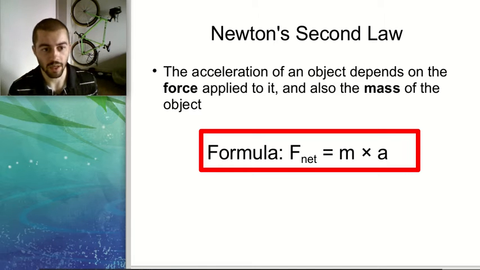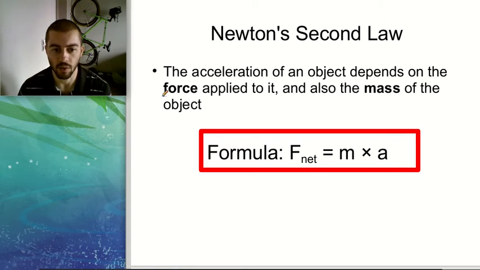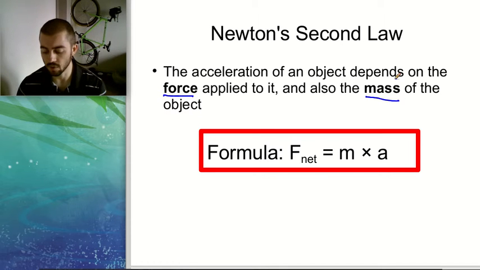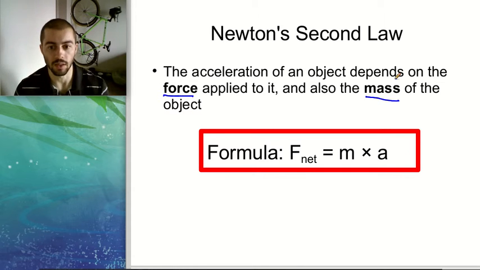Okay, Newton's second law. Newton's second law says that the acceleration of an object, how its motion is changing, is going to depend on the force that you apply to it and also on the mass of the object. So however much force you put in and the mass of the object itself, those are the two factors that are going to influence the actual motion of the object or how much acceleration it's going to have.